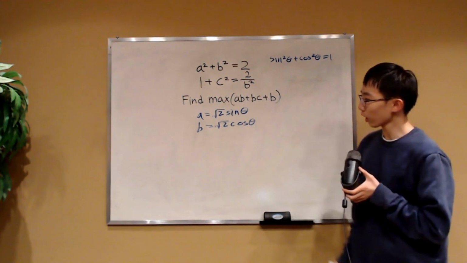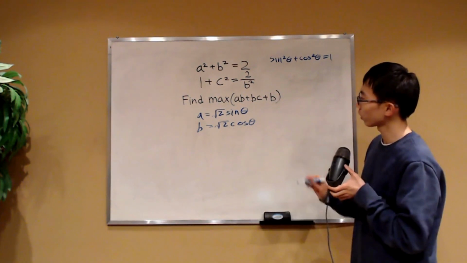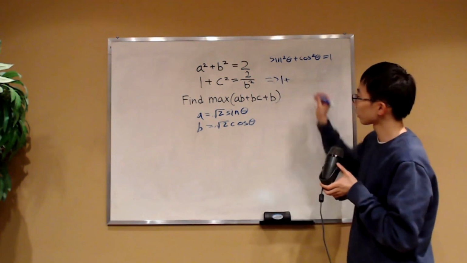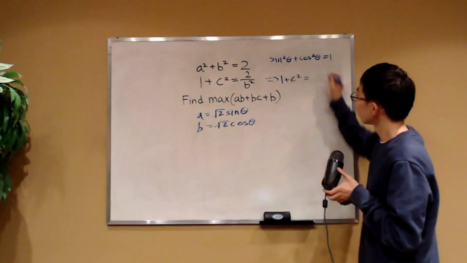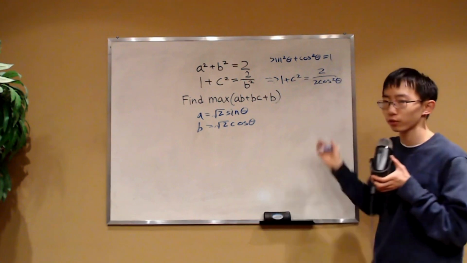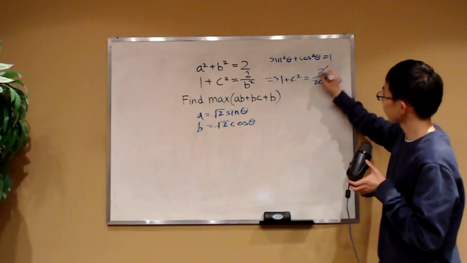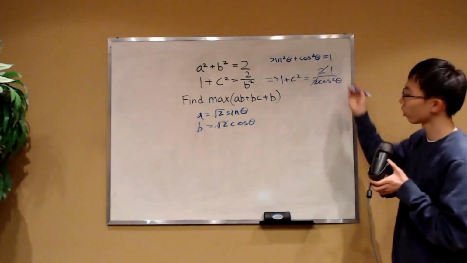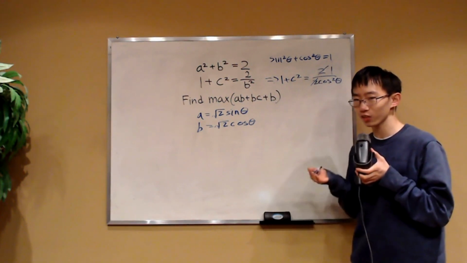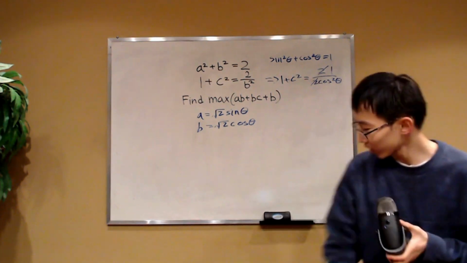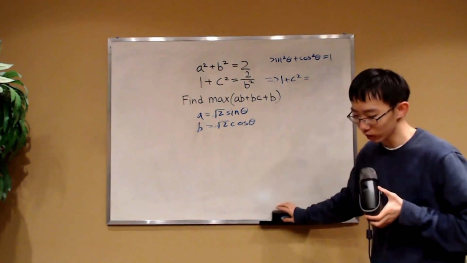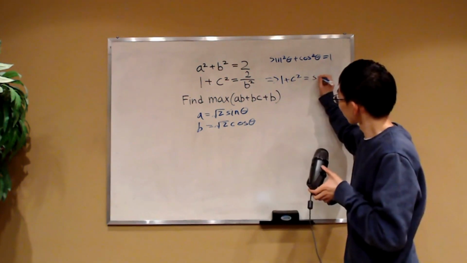Now, because b is equal to root 2 cosine theta, then this second equation would read as 1 plus c squared equals 2 over 2 cosine squared theta if we make this substitution. Now, we can cancel 2 on top and bottom, giving 1 over cosine squared. What is 1 over cosine squared? It's secant squared, right? So, if it's secant squared, then let's immediately replace that.